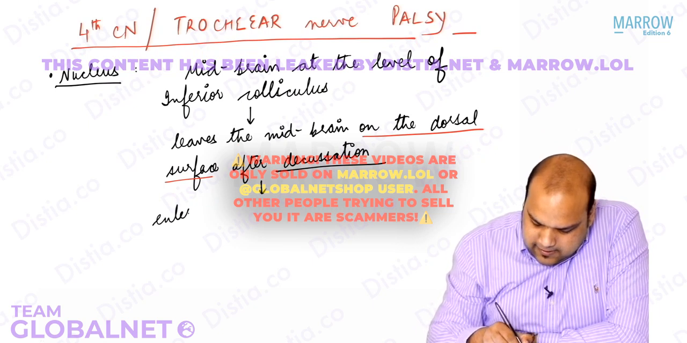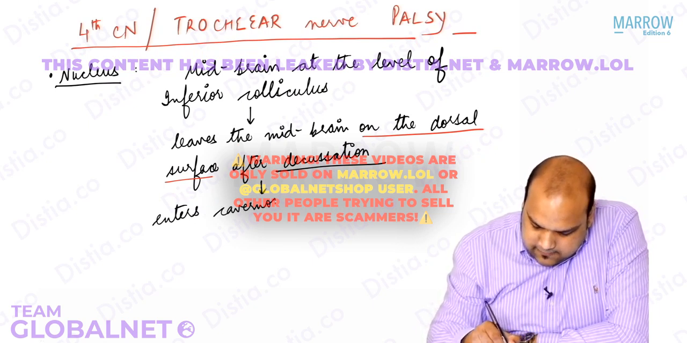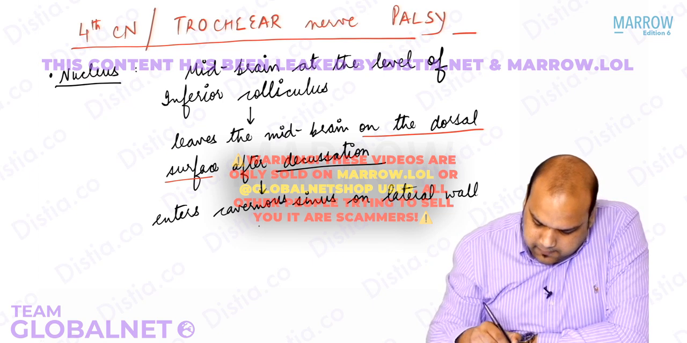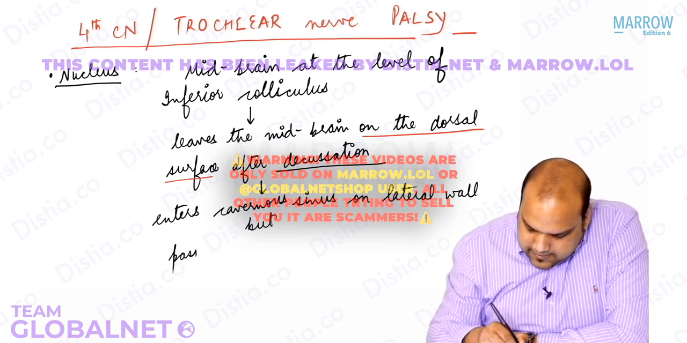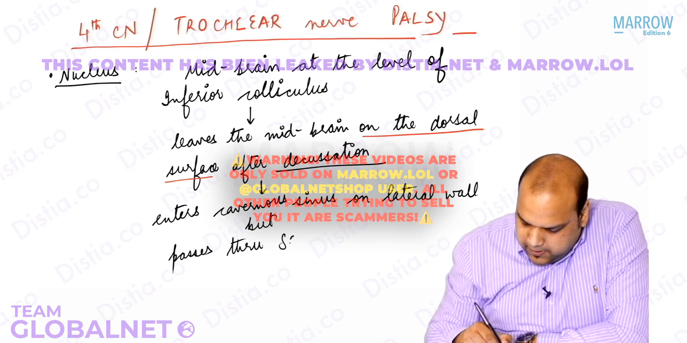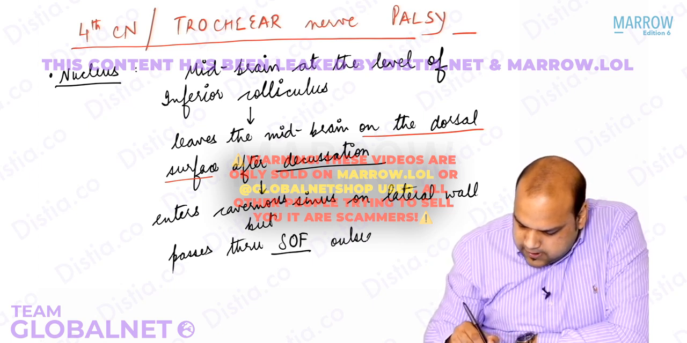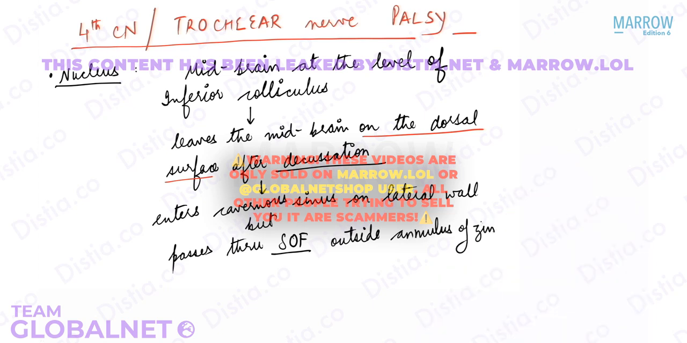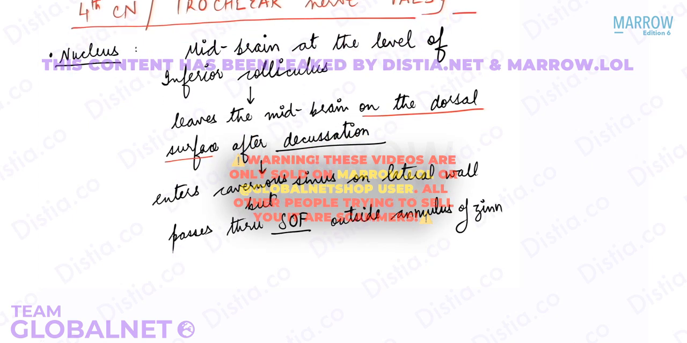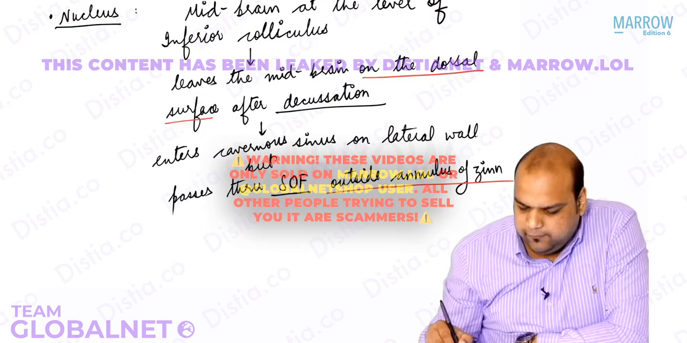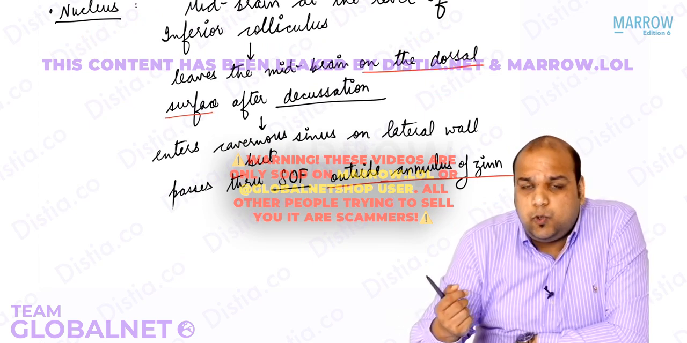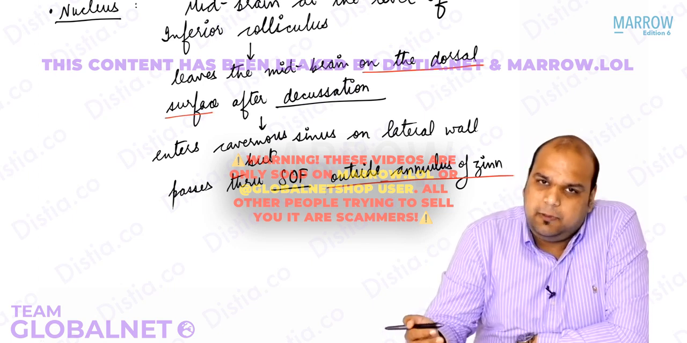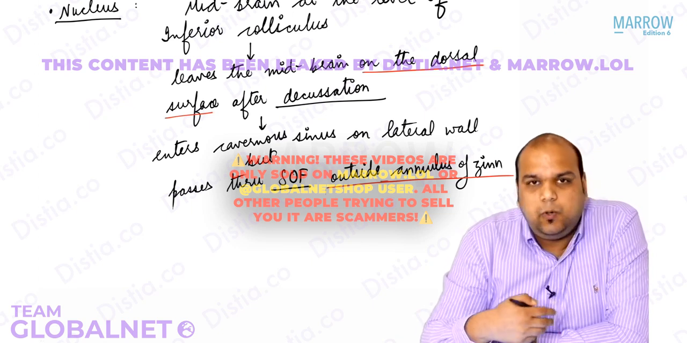Then it enters the cavernous sinus on lateral wall, just like the third nerve, but passes through superior orbital fissure outside the annulus of Zinn. So again, basic anatomical points, everybody, in the course of the fourth nerve. It passes on the dorsal surface, shows internal decussation, and does not pass through the annulus of Zinn. Just remember these basic points, everybody, about the course.